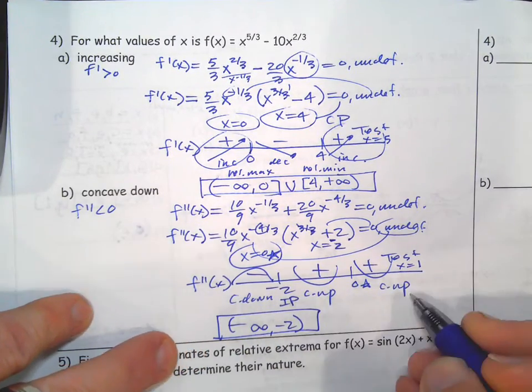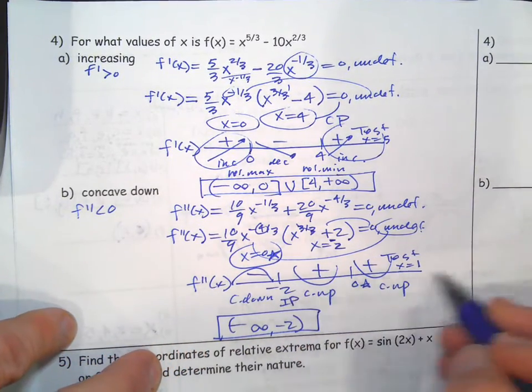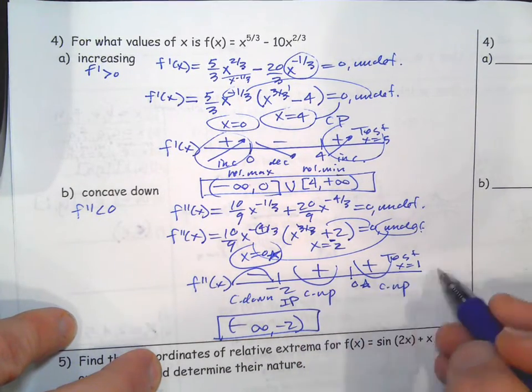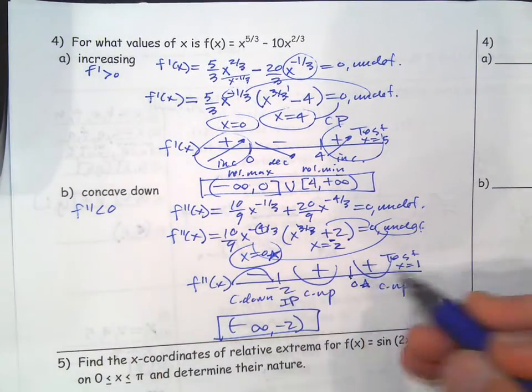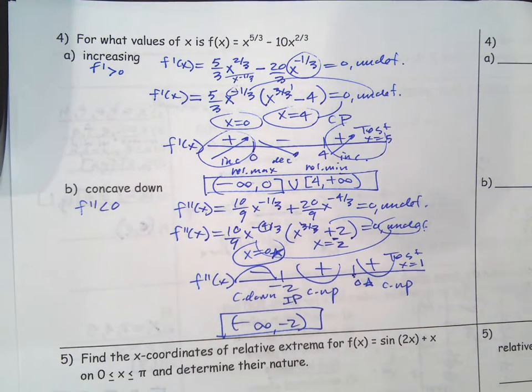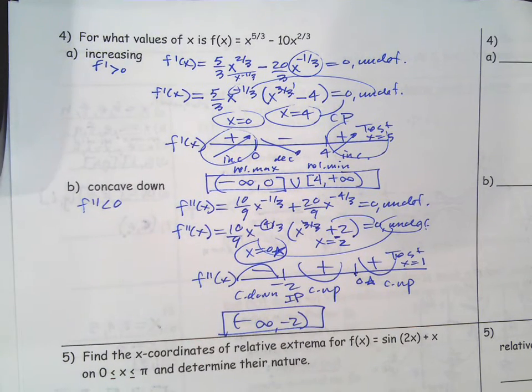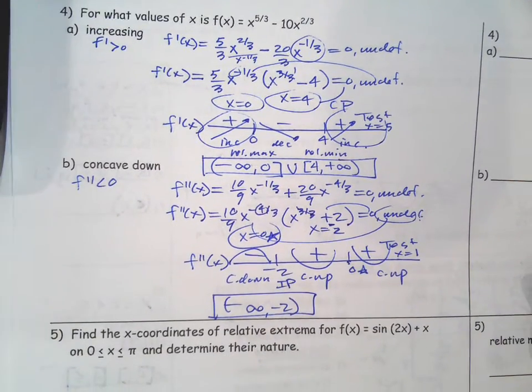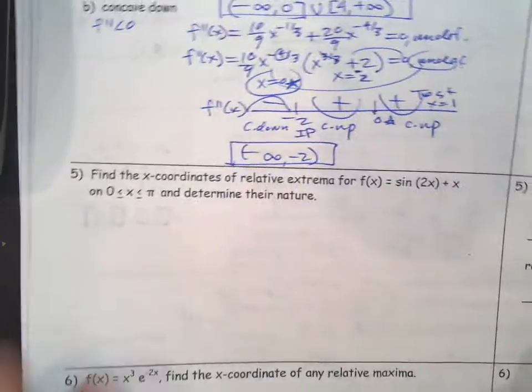Now, if I ask for concave up, you wouldn't say negative 2 to infinity. You'd have to say negative 2 to 0 and 0 to infinity because we break it up and it's not positive at 0. So we don't include the ends. All right, so be careful on those. There's lots of little mistakes you can make on those, but you've done a lot.